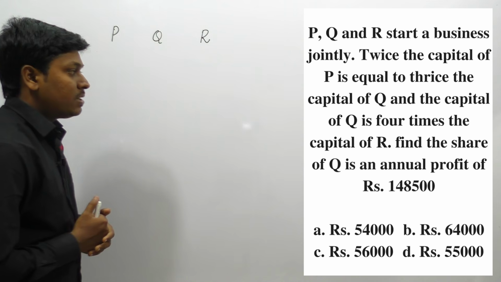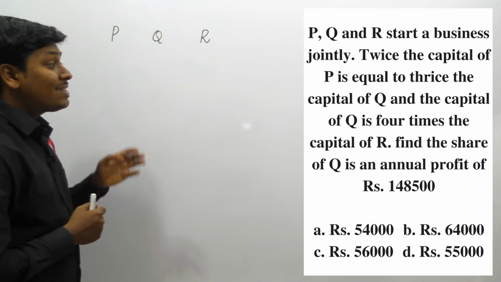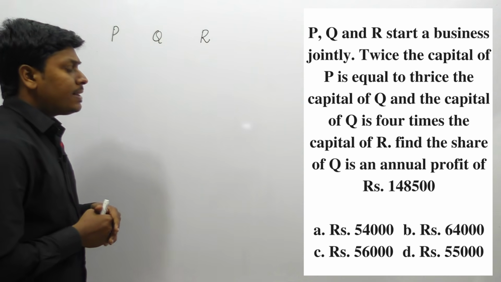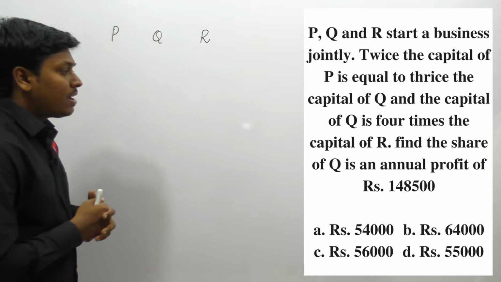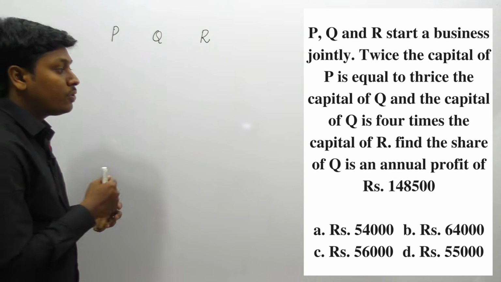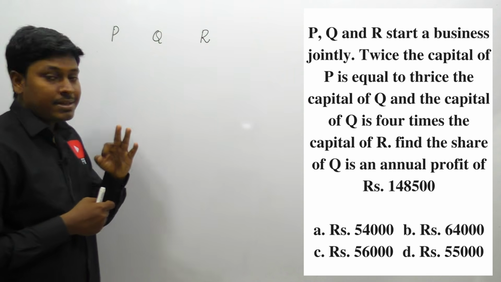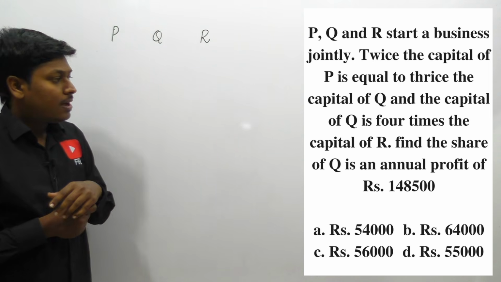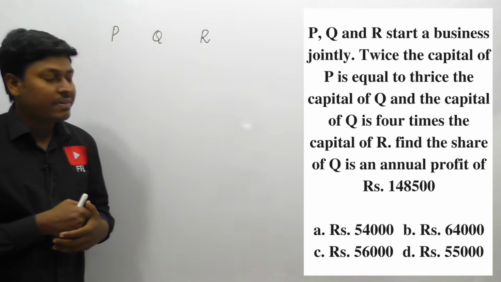Next question. P, Q and R start a business jointly. Twice the capital of P is equal to thrice the capital of Q, and the capital of Q is 4 times the capital of R. Find the share of Q in an annual profit of rupees 1,48,500. So friends, there are 3 persons starting a business, that is P, Q and R, and they are getting an annual profit of rupees 1,48,500.